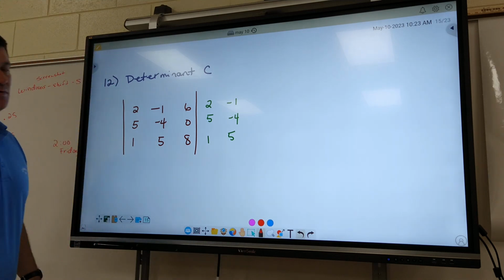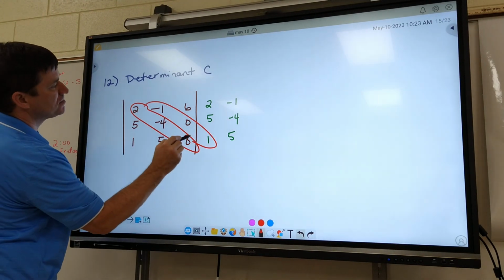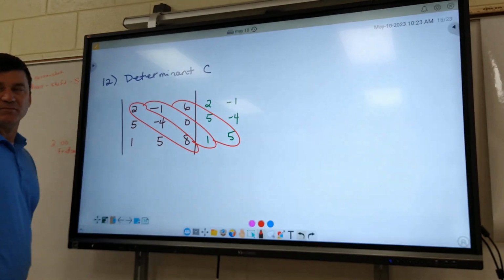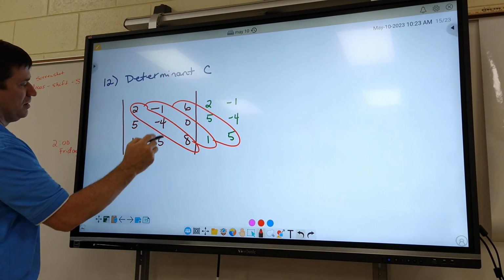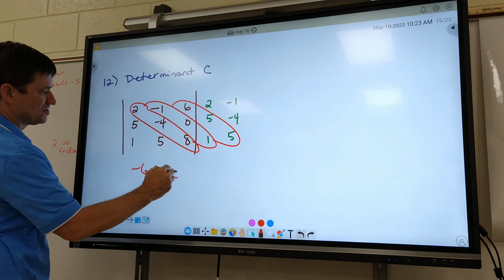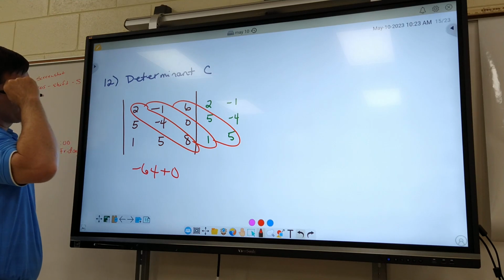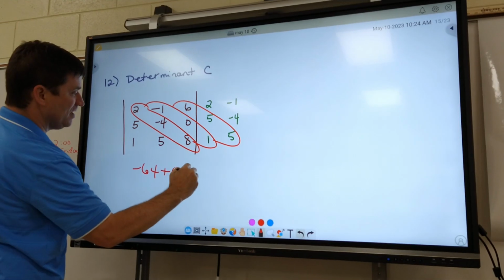All right, so now all we do is cross multiply. So I got to times these three, and these three. All right, so negative 64 is how I start off, plus 0. And then 30 times 5 is 150.